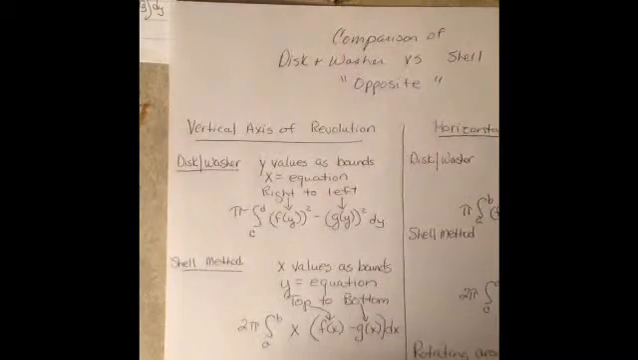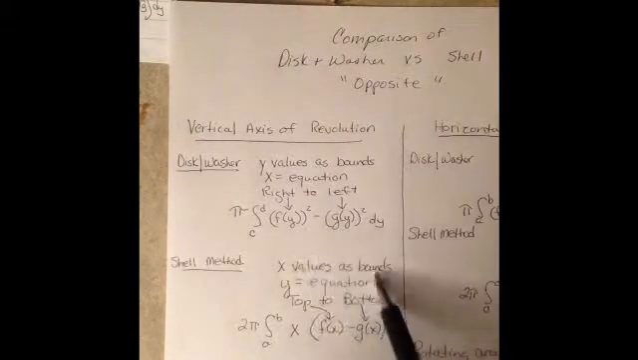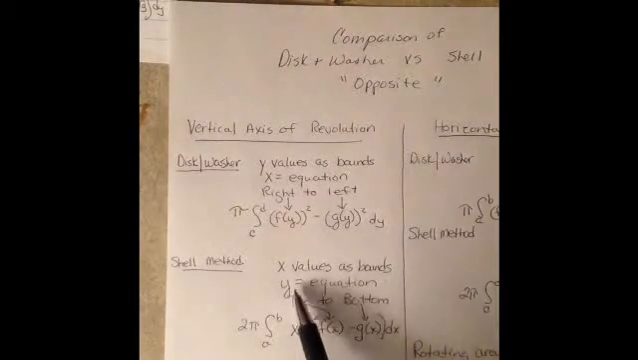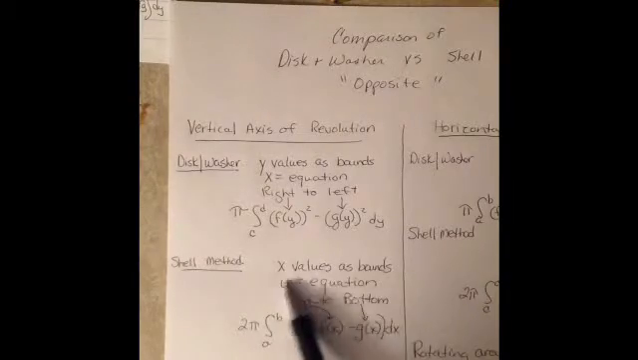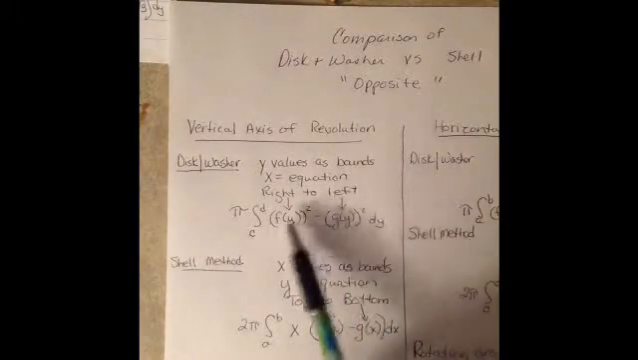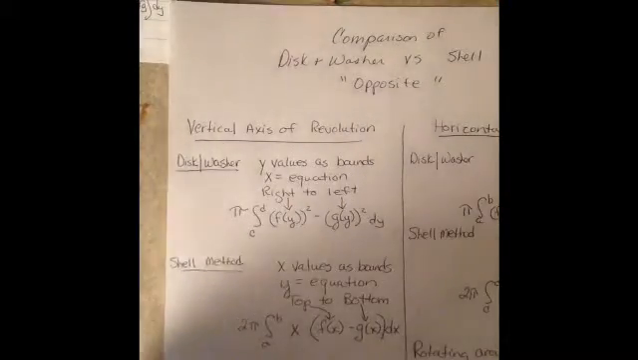The shell method uses x values as bounds. You can leave it y-equal equation. You're going top to bottom, and it's just 2 pi times x, f of x minus g of x. So this is usually easier than converting to x equal for disc and washer.